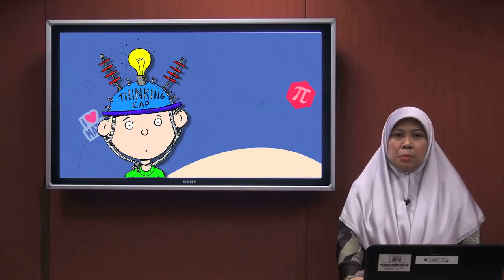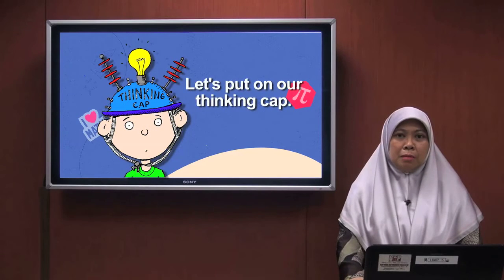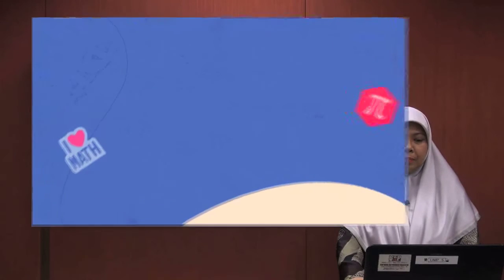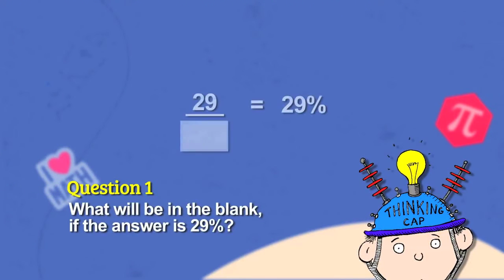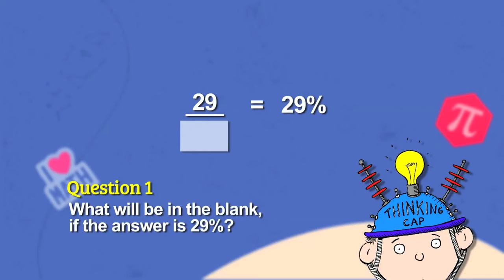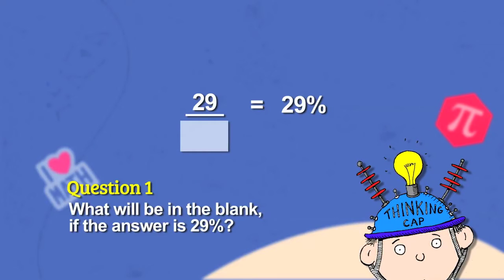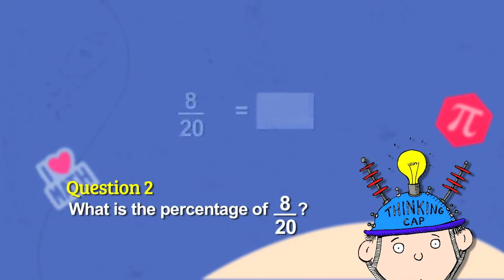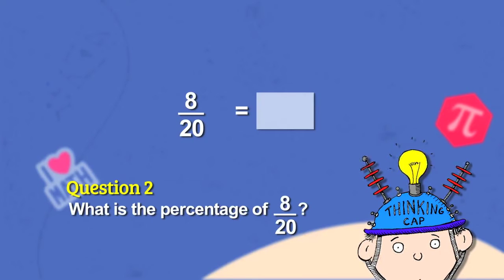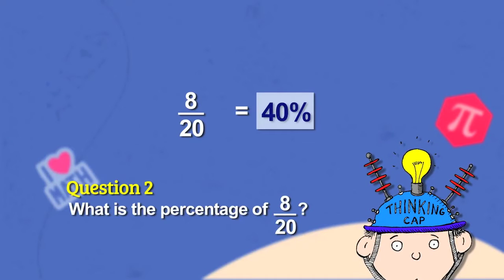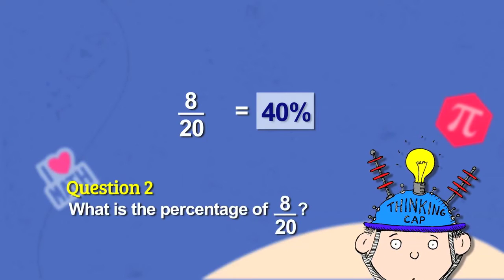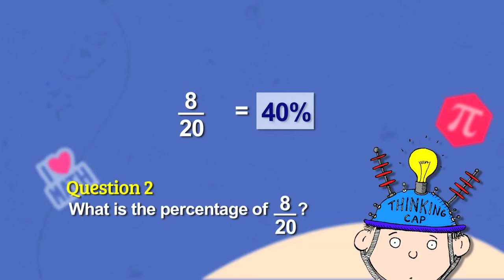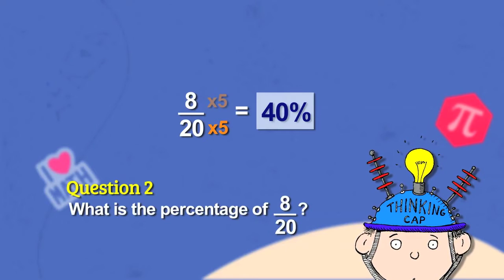Before we start, let's put on our thinking cap and review the previous lesson. The first question, what will be in the blank if the answer is 29%? Very good. The answer is 100. Next question, what is the percentage of 8 out of 20? Very good, 40%. How do you get the answer? Right, we multiply the denominator and numerator by 5.